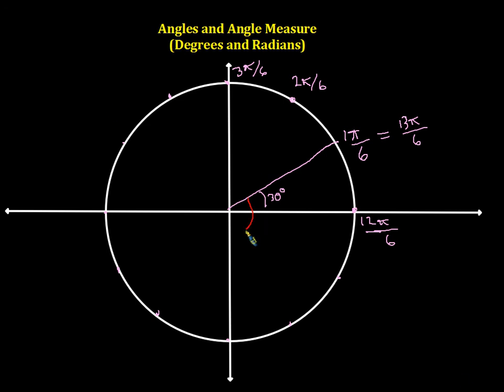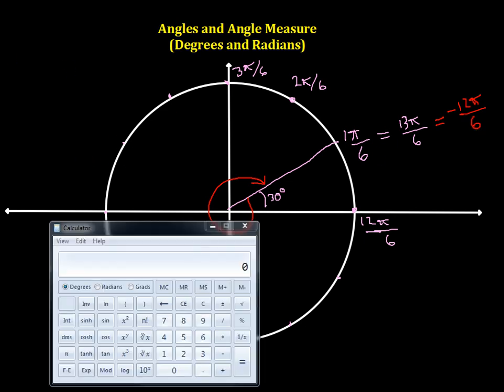So let's say that we wanted to go this way around the circle. So we'll start here and we'll count. This is 0 and we'll go pi over 6, 1 pi, 2, 3, 4 pi over 6, 5, 6, 7, 8, 9, 10, 11, 12 pi over 6 backwards. So that should equal negative 12 pi over 6. Let's check it out on the calculator and see if we get the same answer for all of these.